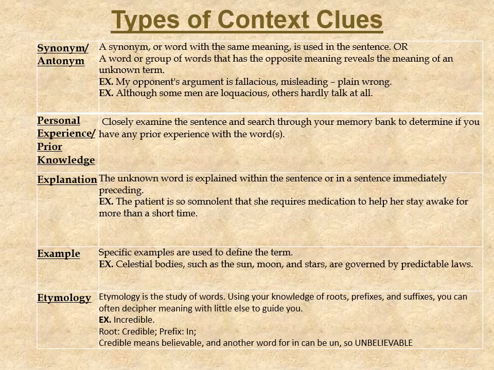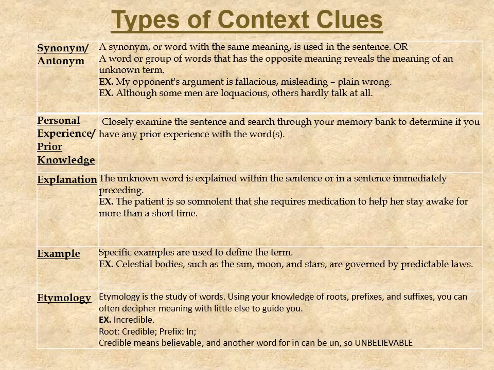And the one at the bottom, etymology, is a very powerful way to establish meaning for unknown words. Etymology is the study of words, and we know English is unique because it borrows and has borrowed so many words from so many different languages that the study of words and the understanding of roots, prefixes, and suffixes can help us decipher meaning with little else to guide us. So let's take a look at an example.